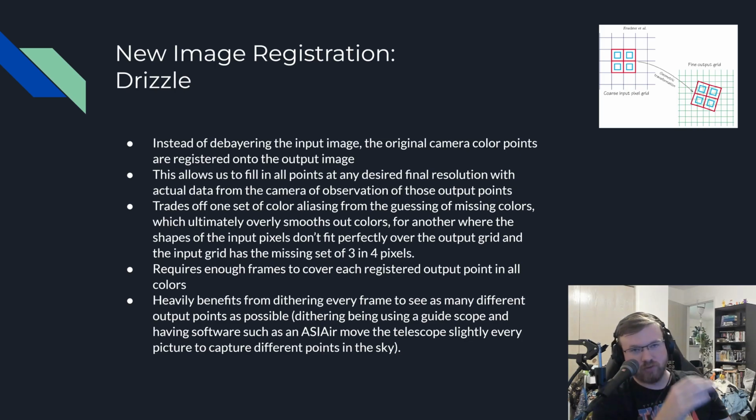The real necessity and key here is, like I said, dithering every frame to give you a different registration point to fill in data. And it requires having enough frames to cover every output point at least once. Otherwise, you're going to see much worse artifacts than you would from any other kind of process. So this heavily benefits from that dithering, and it allows us to not have to do the interpolation.